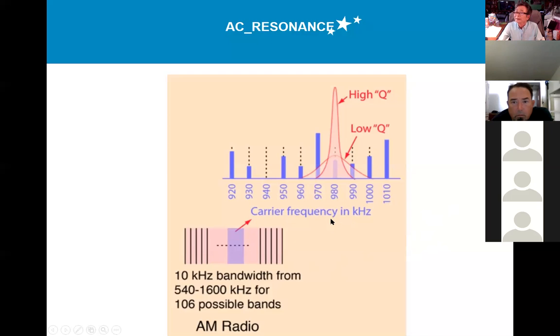So you want the signal at 980. And you will also get 970 and 990. So that is the noise you don't want. You want 980 kilohertz only. So that's why with a high Q, they will reject 970 and 990.